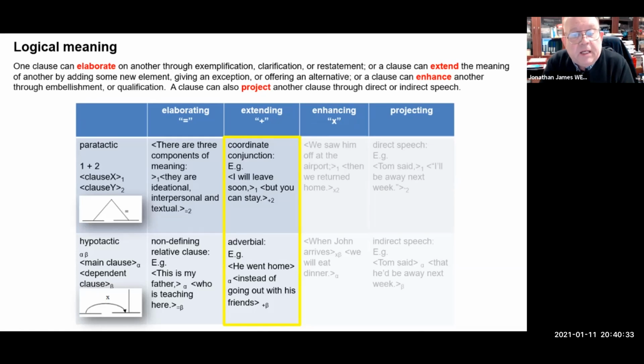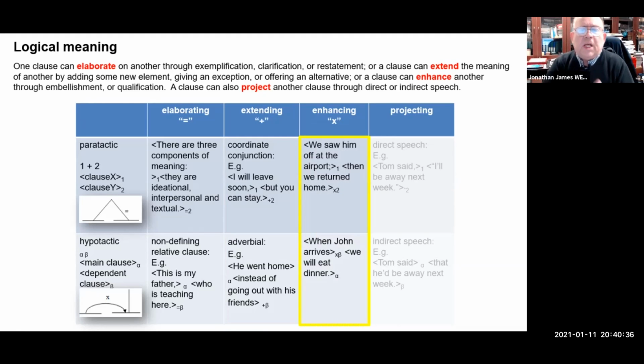I can expand by enhancing, giving you some information about where, when, why, how. We saw him off at the airport, semicolon. Then we returned home. Two independent clauses, parataxis. When John arrives, I can't stop there. That's a dependent clause. I need something to finish it. We will eat dinner.